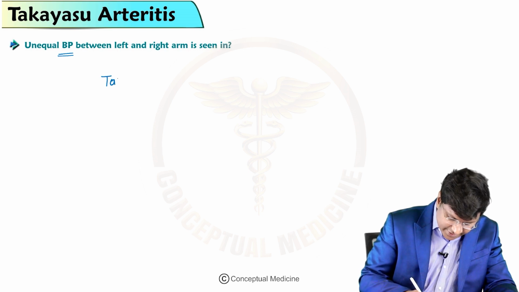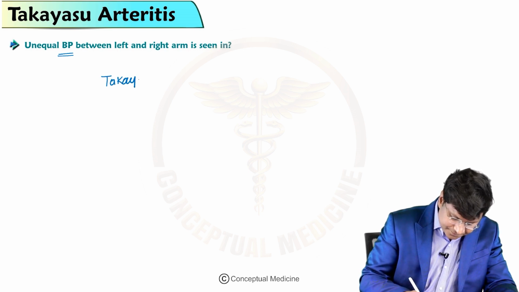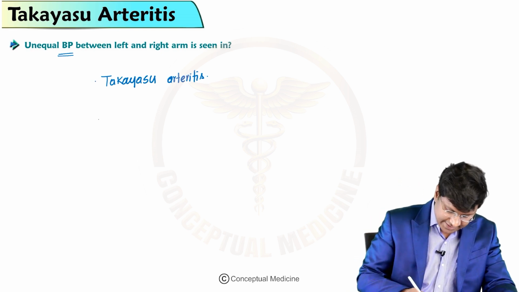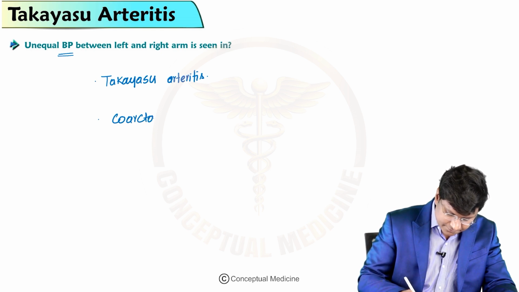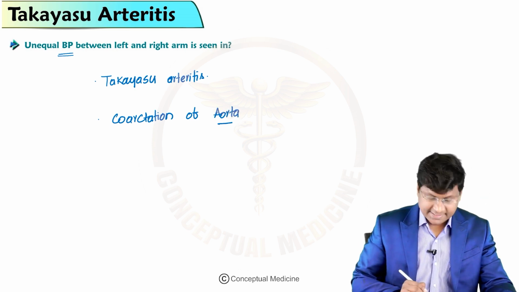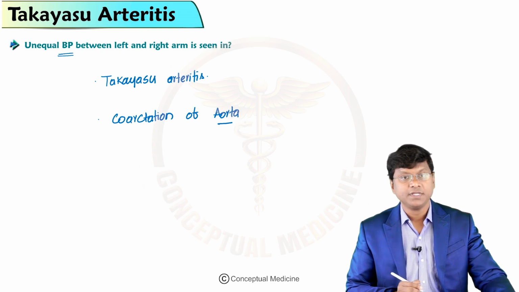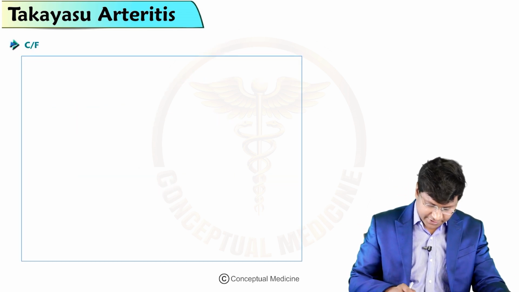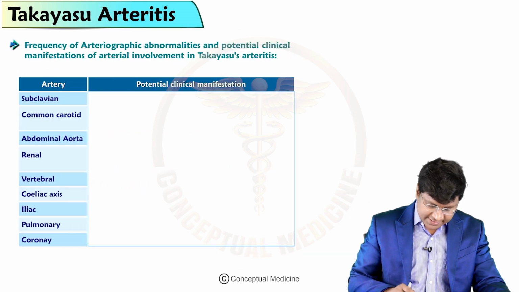One is your Takayasu arteritis. The other one is coarctation of aorta. Right, and that too, let me tell you, coarctation of aorta, if you see, the most common site.